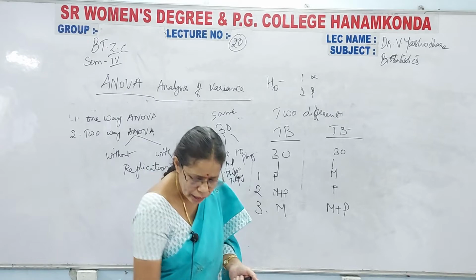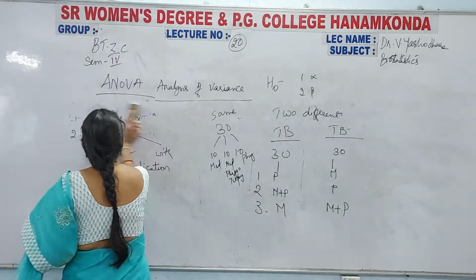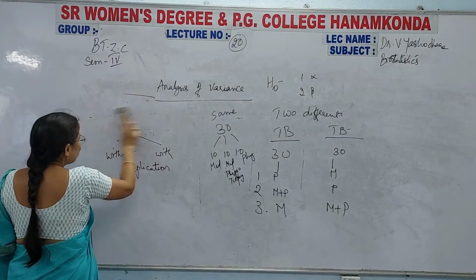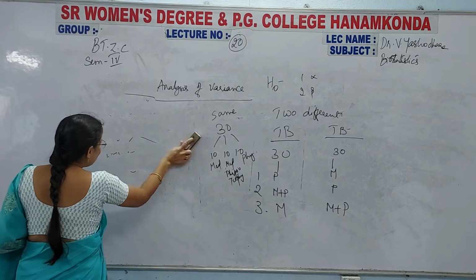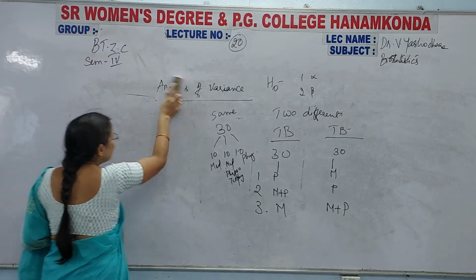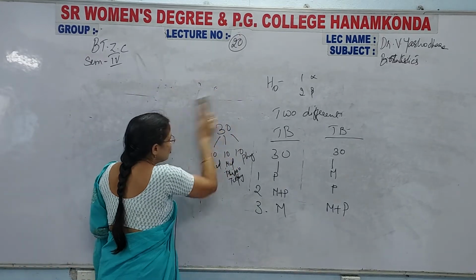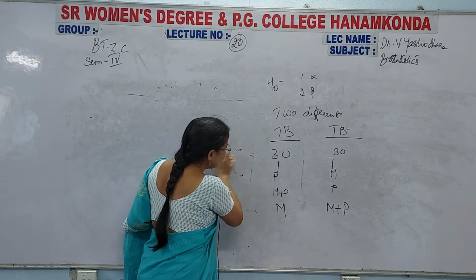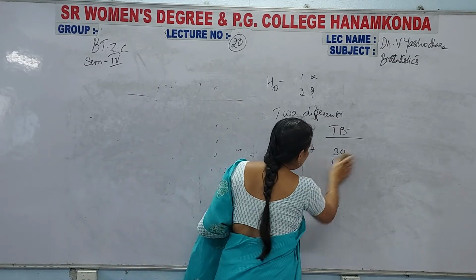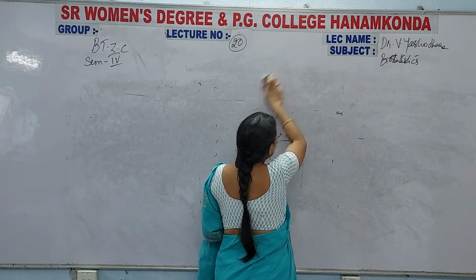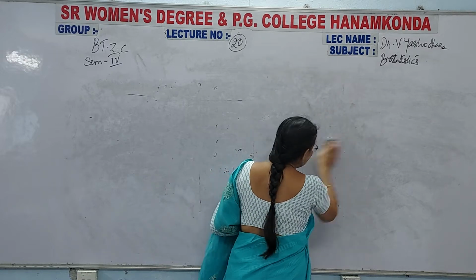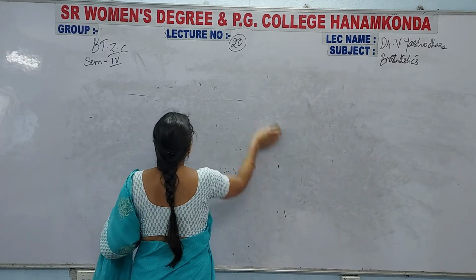Now see here, let us go for a problem, how to solve the problem. In 1-way ANOVA there is one problem, and in 2-way ANOVA there is another problem. Today time will be limited, so we will be solving only the 1-way ANOVA problem.